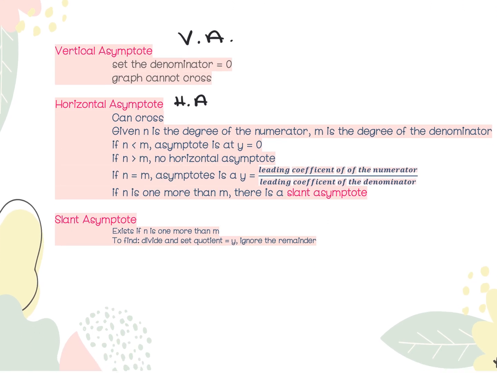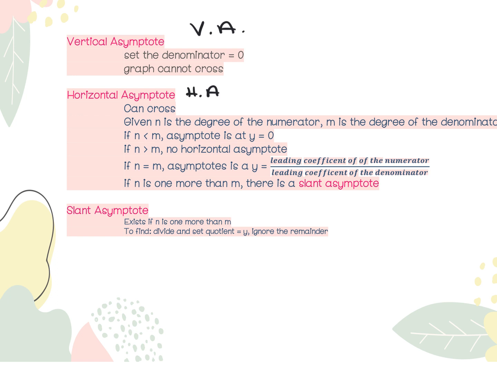Now, this has 3 different rules that you're going to need to memorize. So n is going to be the degree of the numerator, and m is going to be the degree of the denominator. So in order to figure out what the actual horizontal asymptote is, we're going to be looking at the degrees of our numerator and the degree of the denominator and then compare them. Remember, to find the degree, we're going to look at the largest exponent when it's in standard form.